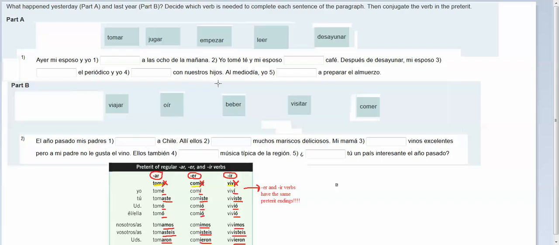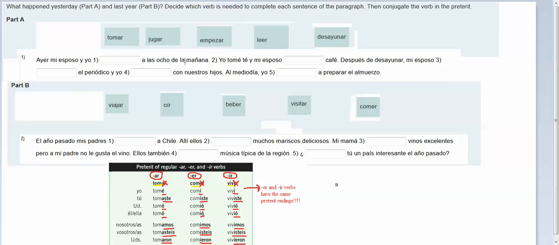Okay, so in this activity to practice, here I've got our endings, how we form our verbs. It says, what happened yesterday and last year, part B. So we're going to read the sentence and plug in the correct verb, and then we're going to conjugate it correctly into the preterite tense. So we've got tomar, to take, jugar, to play, empezar, to start or begin, leer, to read, and desayunar, to eat breakfast. So, ayer mi esposo y yo blank a las 8 de la mañana.